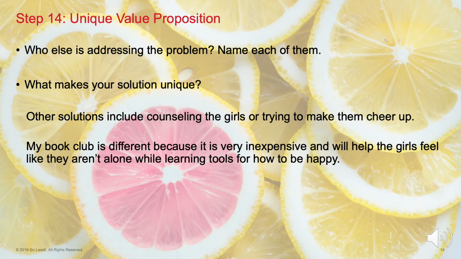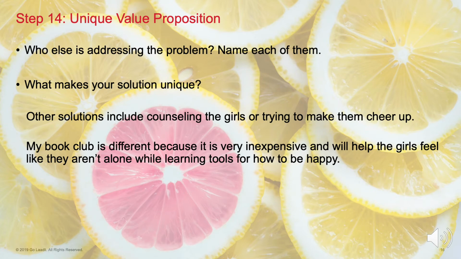In step 14, you're going to talk about your unique value proposition. So what does that mean? This is making sure that your solution is differentiated from other solutions out there. So the first step to figuring that out is find out who else is addressing the problem, who else is trying to help teenagers become less depressed. So therapists, maybe teachers are trying this, maybe you know of a support group. So name each of those solutions and then talk about what makes your solution unique and different.